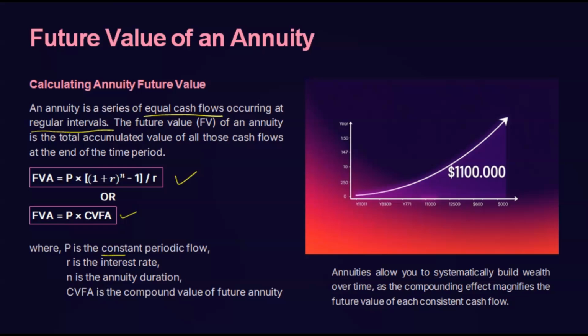So P is the constant periodic flow. Let's see this with the question itself. P is the constant periodic flow that will be given, the principal amount that you are going to invest. R remains the same, the interest rate, and n is the number of years. So let's see the question.